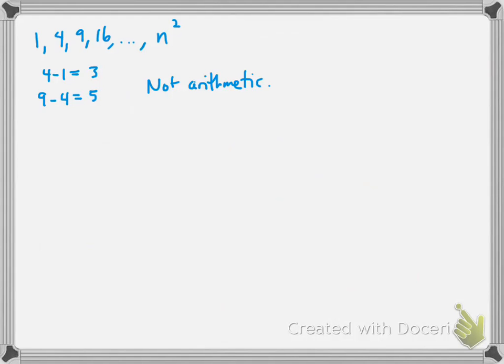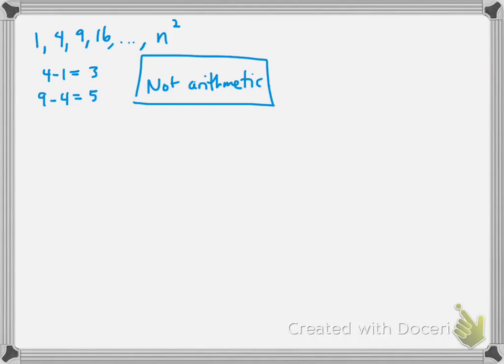Okay? So if you have two different values for the common difference, this is not an arithmetic sequence. And it's quite obvious, when you have n squared, that's multiplication, not addition. So that's obviously not going to be arithmetic.